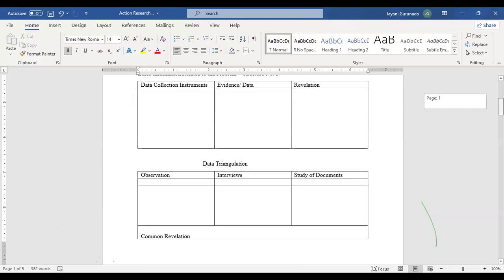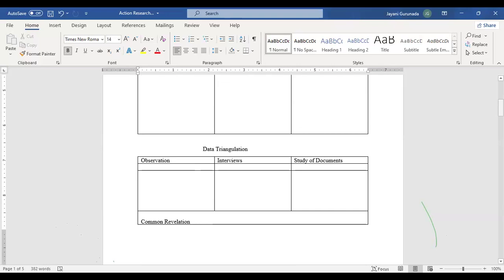Then data triangulation. You have to write the three ways I discussed with you. What did you identify from the observation, interviews, and study of documents? And finally, by considering the things that you found in these three, write the main thing under common revelation. Right. Okay.